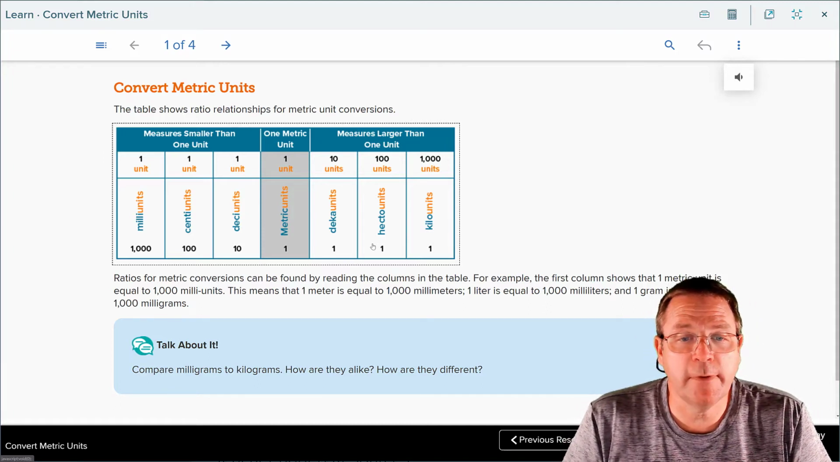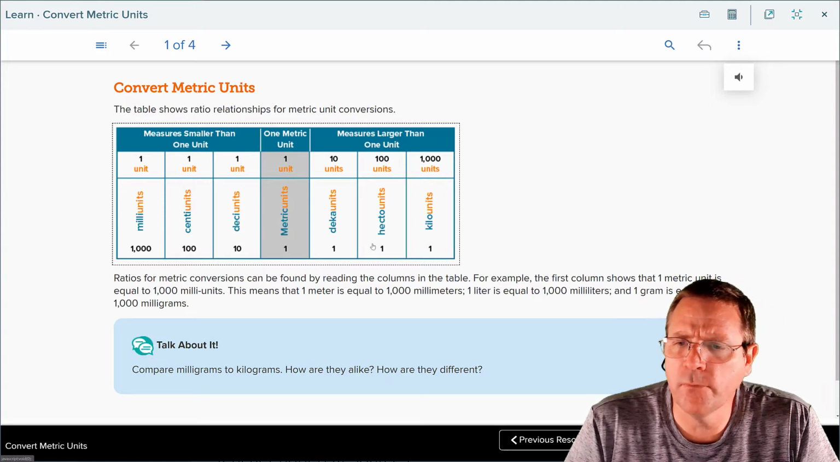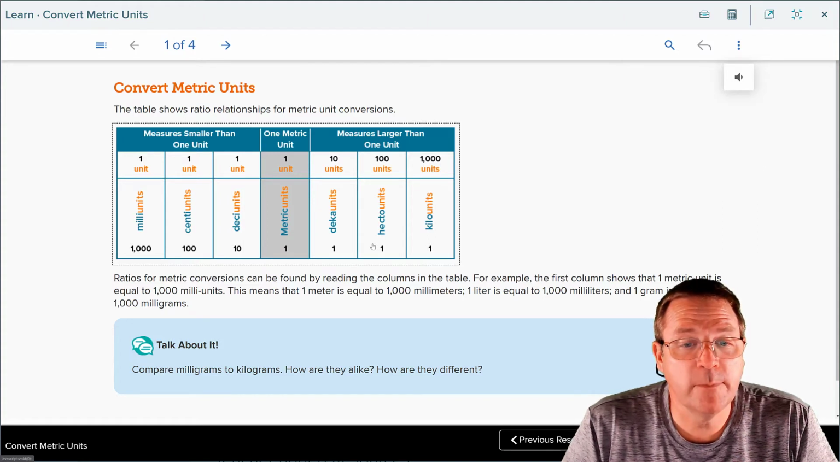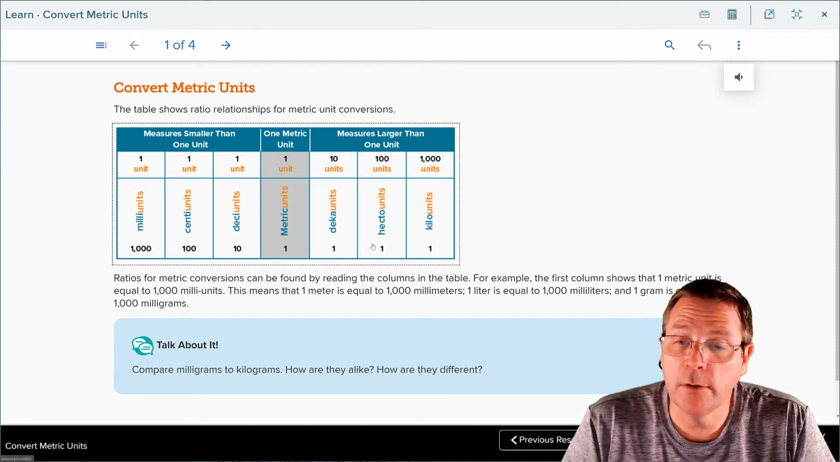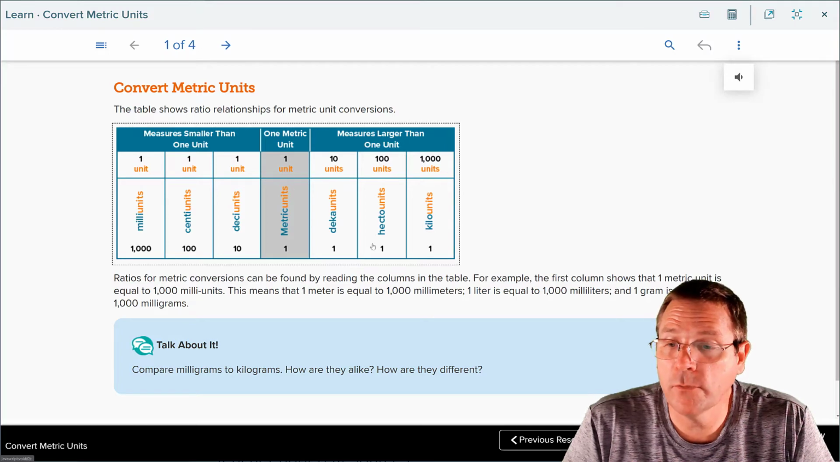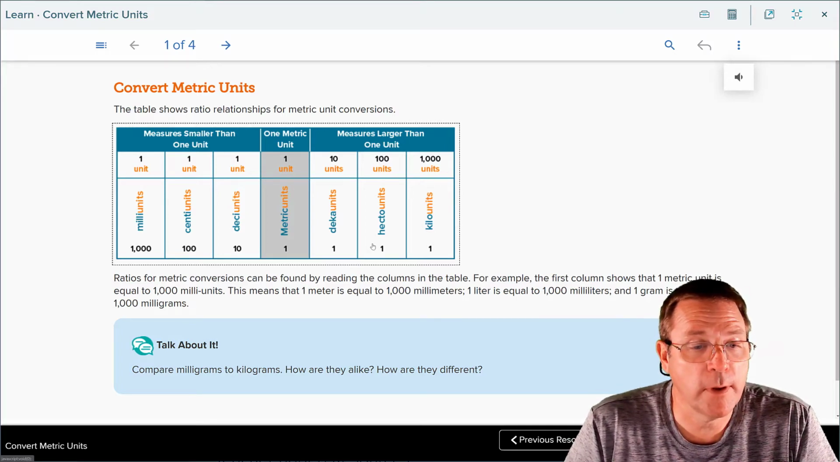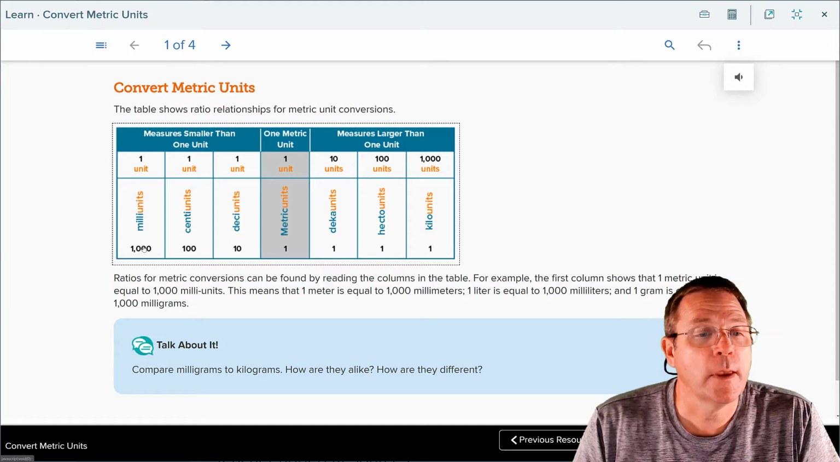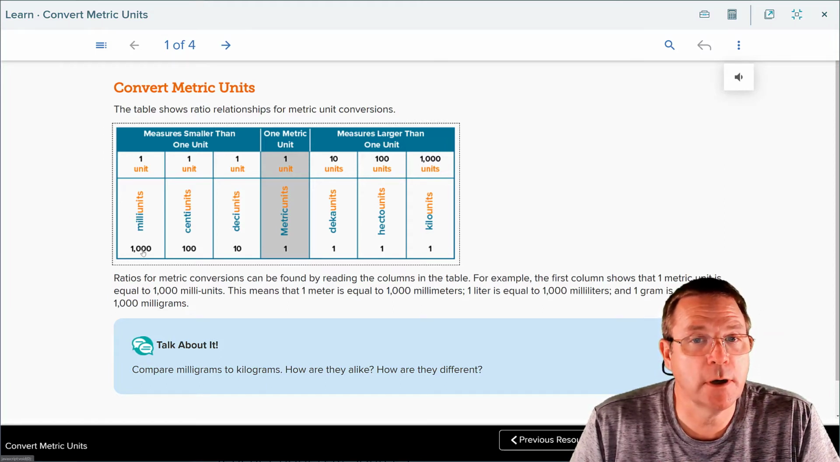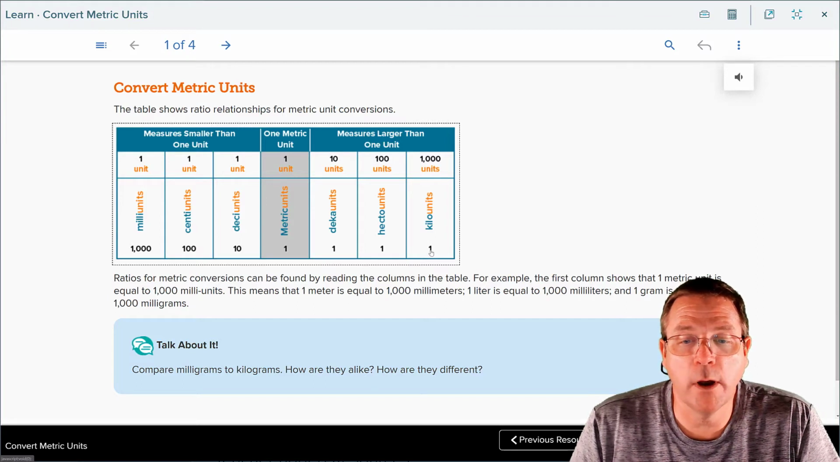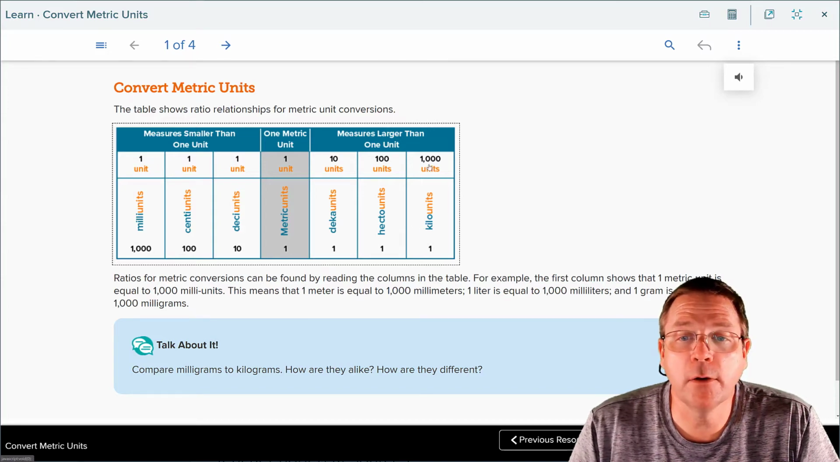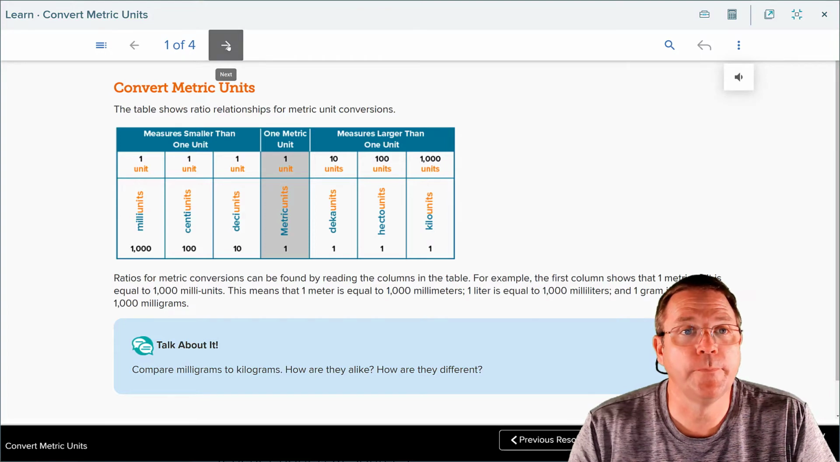Ratios for metric conversions can be found by reading the columns in the table. For example, the first column shows that 1 metric unit is equal to 1,000 milliunits. This means that 1 meter is equal to 1,000 millimeters. A liter is equal to 1,000 milliliters. A gram is equal to 1,000 milligrams. Let's compare milligrams to kilograms. Well, a milligram is 1/1000th of a gram, while a kilogram is 1,000 grams. So for the milli you have 1 over 1,000, and for the kilo you have 1,000 over 1.